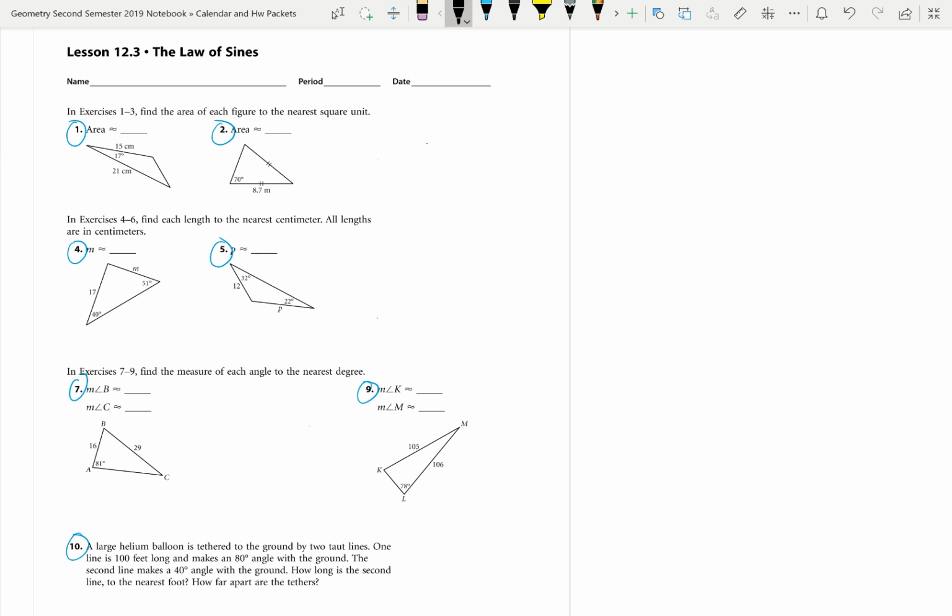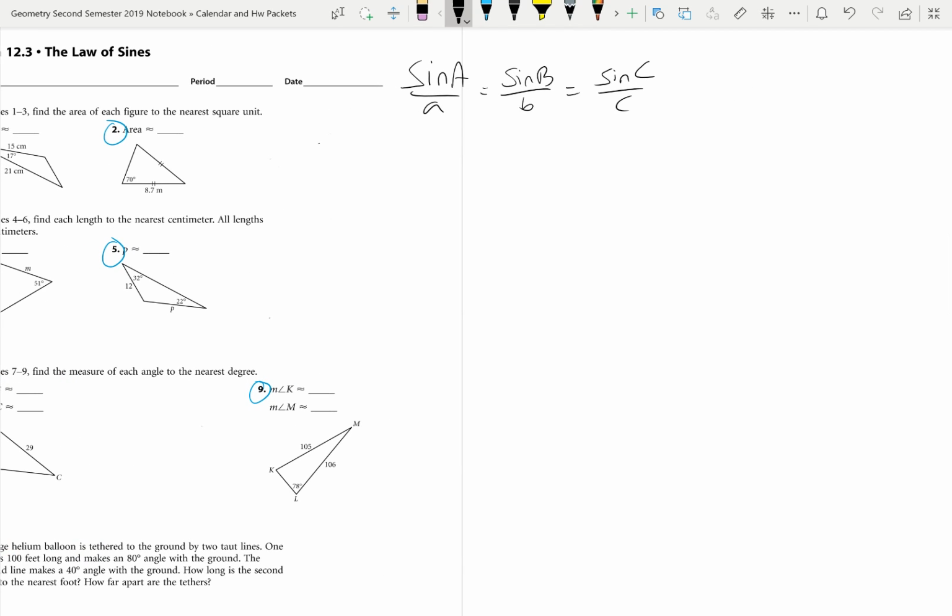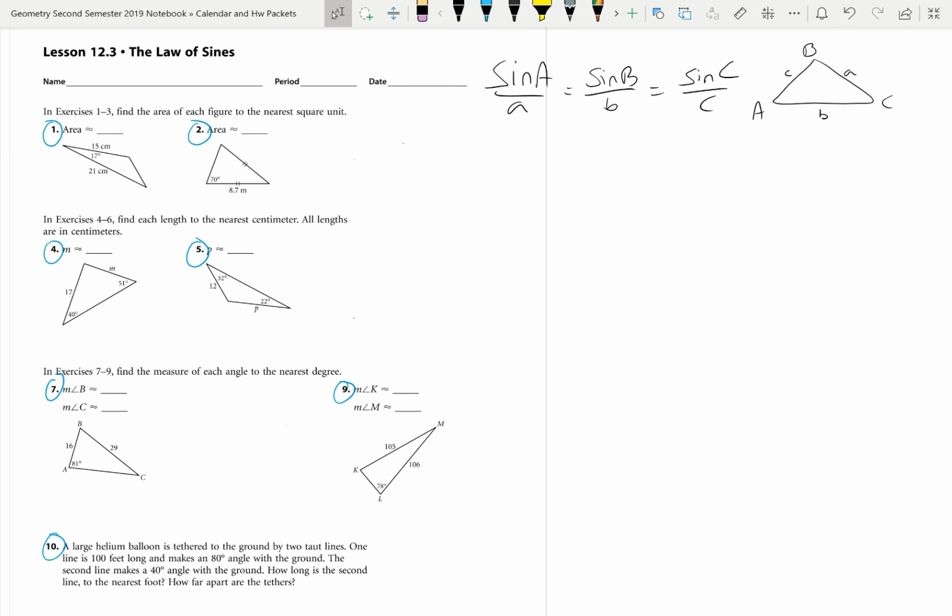This is law of sines, which looks like this. Sine A over a equals sine B over b equals sine C over c, for any triangle ABC. Uppercase letters are vertices or angles, and lowercase letters are opposite each angle and represent the lengths of the sides. So number 1 and 2 have to do with the area equation, and then 4 and 5 are law of sines.